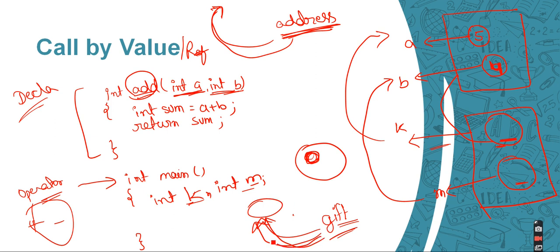You will not get that gift directly from me. You are going to that address, and there the gift is already ready for you. So this is termed as call by reference. I am just giving you the example of call by reference and call by value.